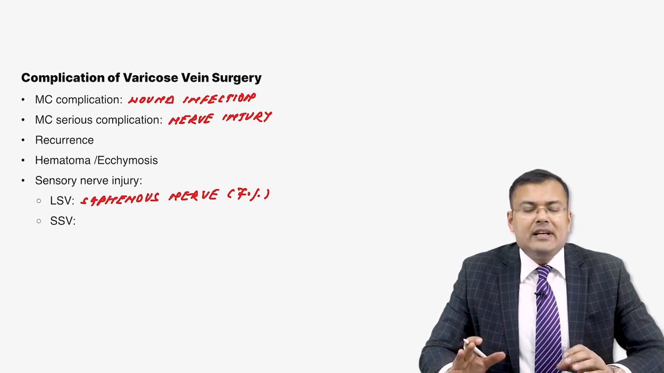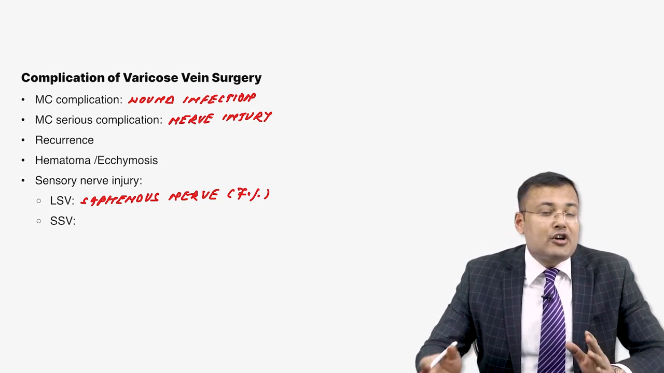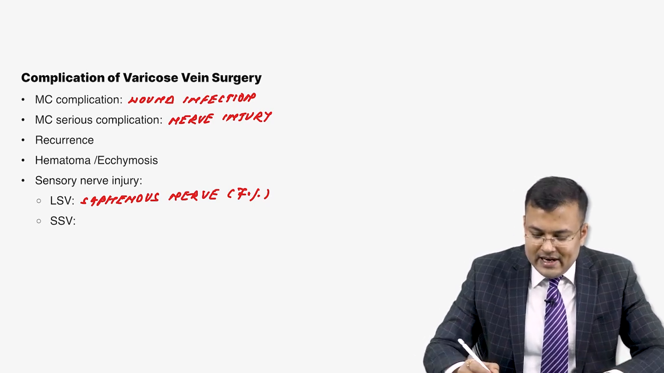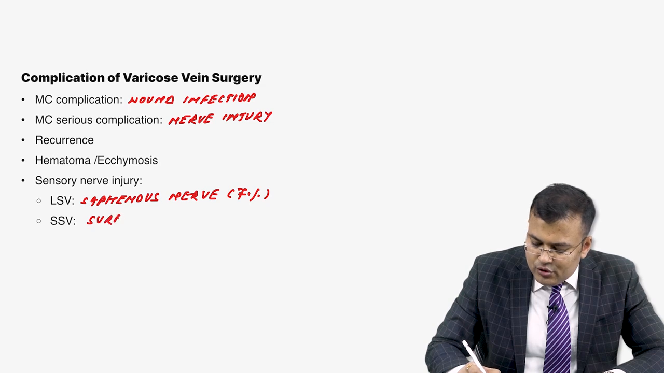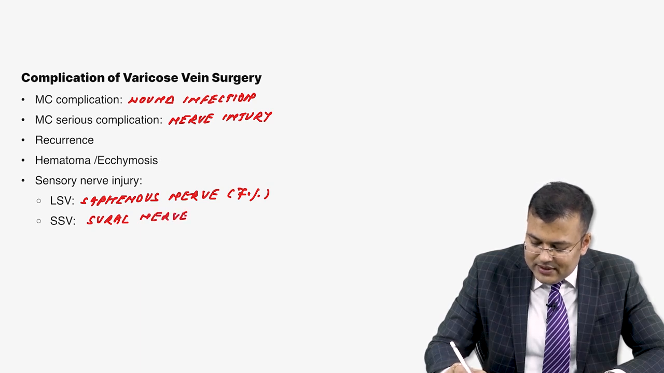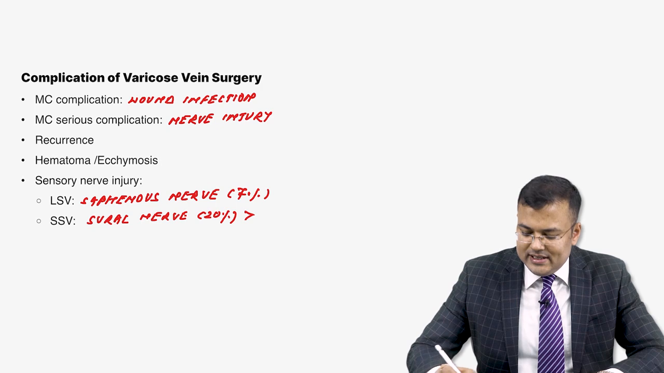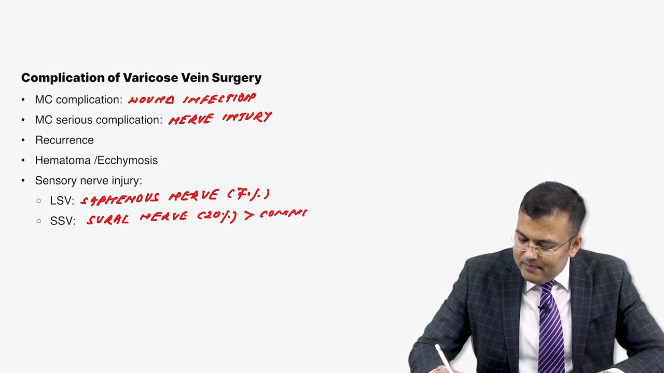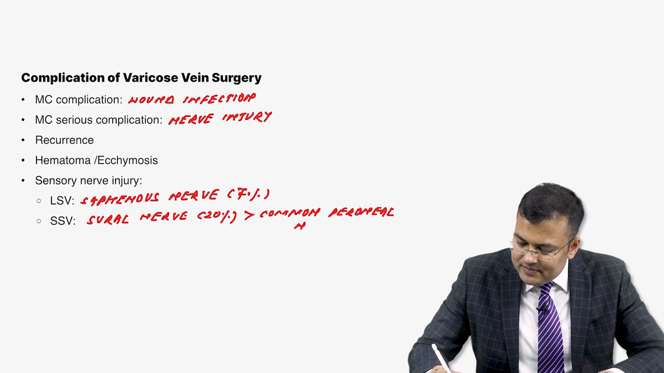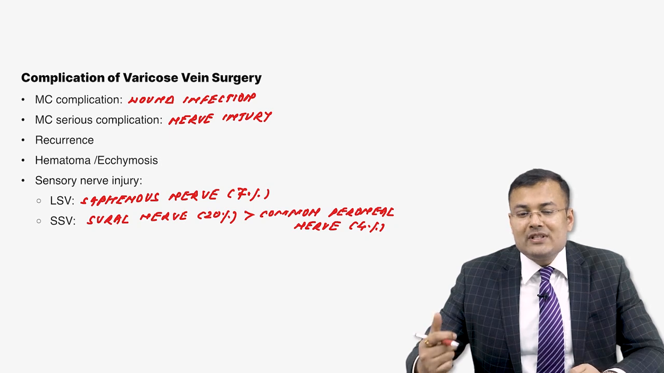Since the short saphenous vein travels together with the sural nerve along its whole course, during stripping of the short saphenous vein the injury of the sural nerve is very high. How much? 20%. This is followed by the common peroneal nerve in 4% of cases. Clear? So these were the complications. Remember, most common complication is wound infection, and most serious is nerve injury.